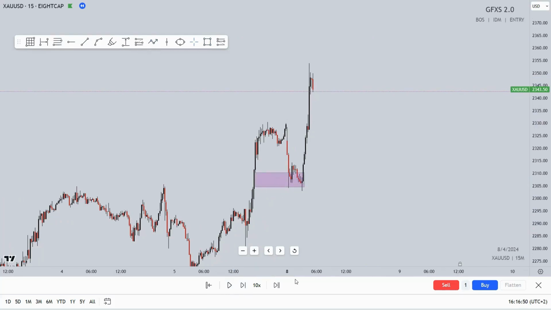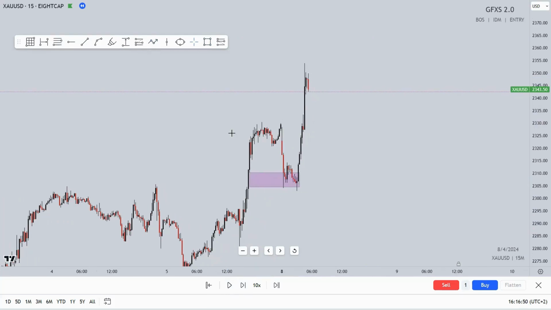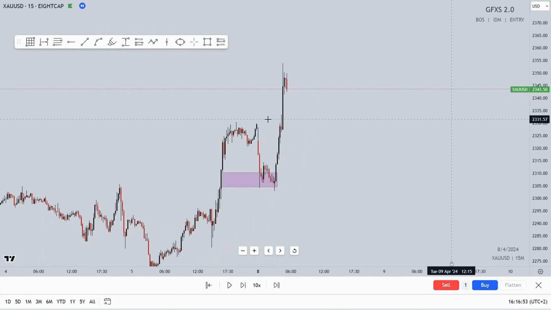So these fair value gaps are getting respected as forms of support and resistance. So this fair value gap acted as a support level. And then which fair value gap would you like to see acting as a support or resistance level? So let's quickly start mapping the imbalances.